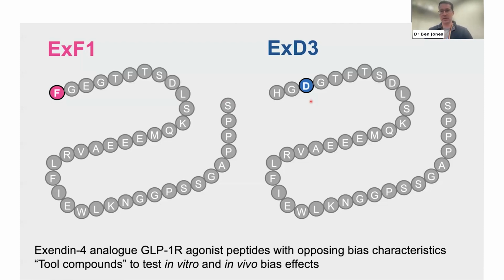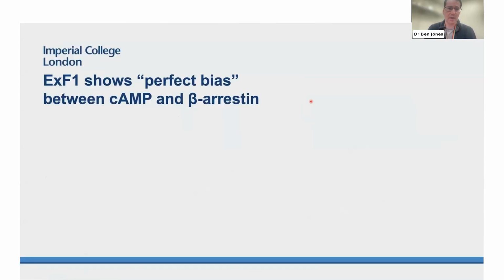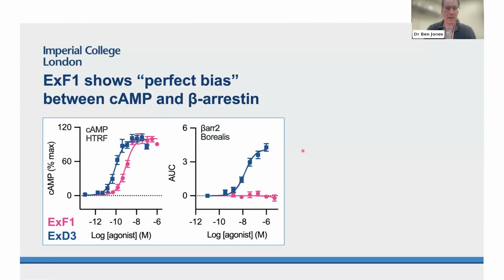And yeah, because they're so similar in all other ways, they have the same stability, the same pharmacokinetic profiles. And so we think that we can use these to tease out any downstream effects that they have, which might be attributable to bias. And as an example, this is a sort of in vitro signaling assay.